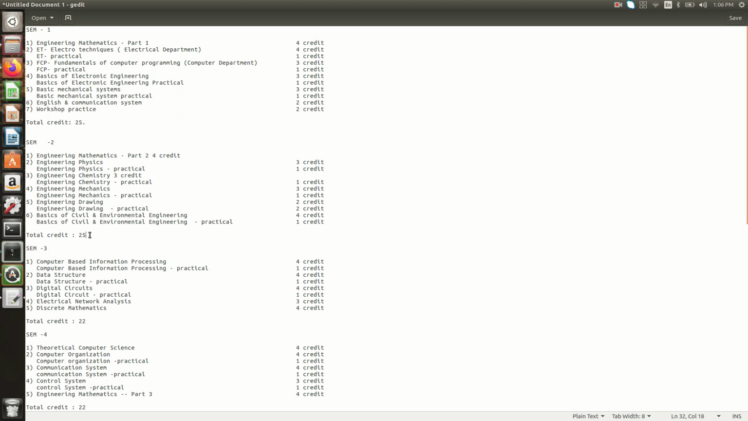Okay. So the subjects of semester 2 are engineering mathematics, part 2. Then engineering physics, engineering chemistry, mechanics. It is simple mechanics, which you already study in your 12th standard physics. Engineering drawing, this is a good subject and a new subject. We have to draw 3D images and all. So engineering drawing.